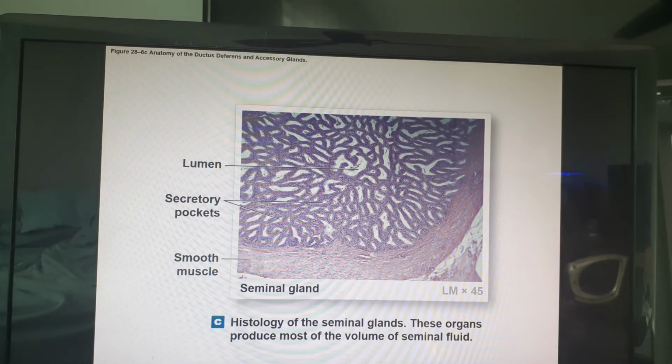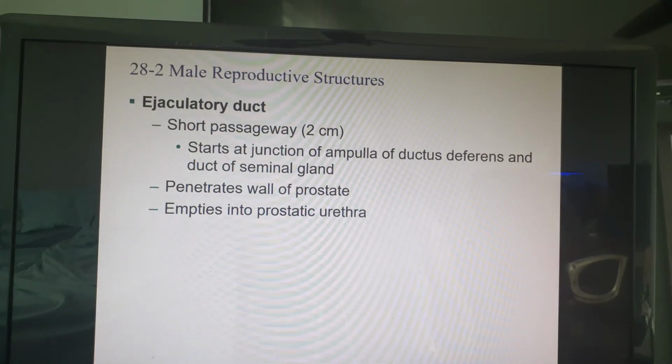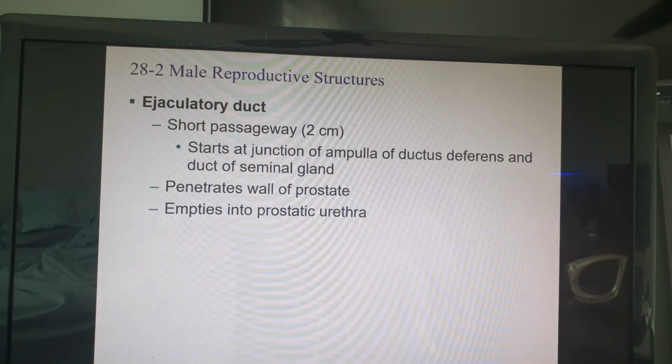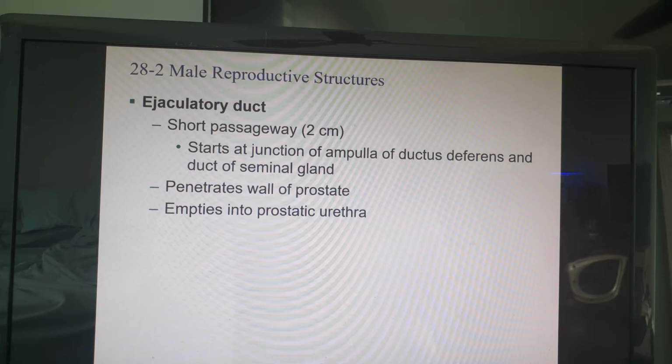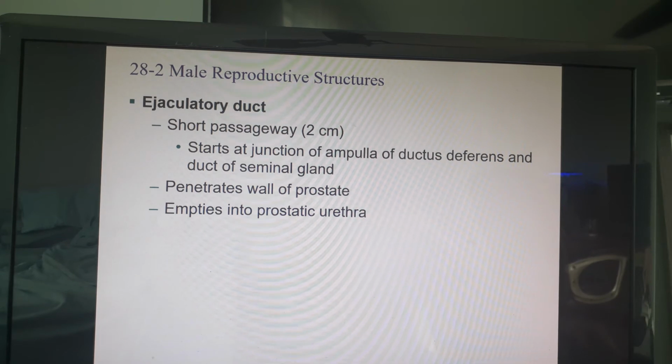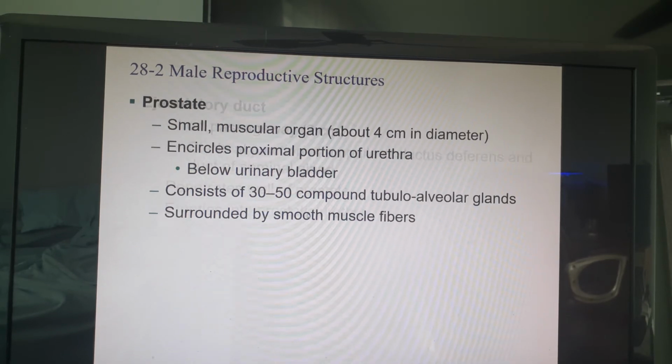Okay, so here's a cross section through a seminal gland. Again, once the seminal gland excretory duct joins the enlarged ampulla of the ductus deferens, that's what we're going to call the ejaculatory duct. This one's only 2 centimeters, and then it goes into the prostatic urethra.